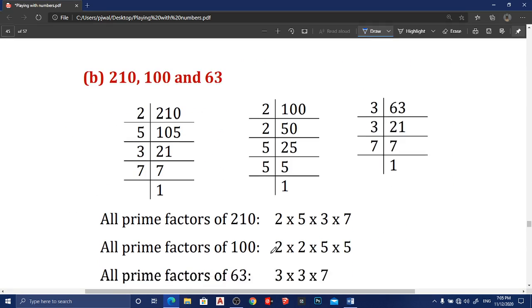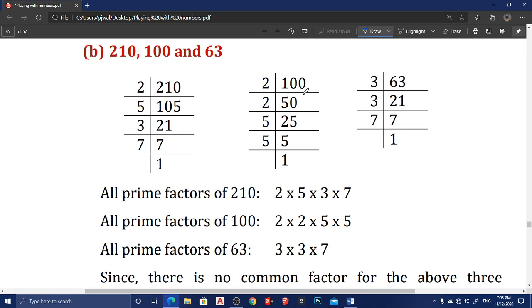210, 100 and 63. Here also I am taking all the prime factors separately. 2 105s, 5 21s, 3 7s, 7 1s; here 2 50s, 2 25s, 5 5s, 5 1s. Here 3 divides 63 as well: 3 2s are 6, 3 1s. Next, 3 7s are 21, 7 1s are 7. List out all the numbers.